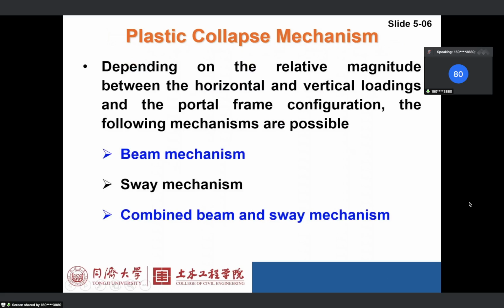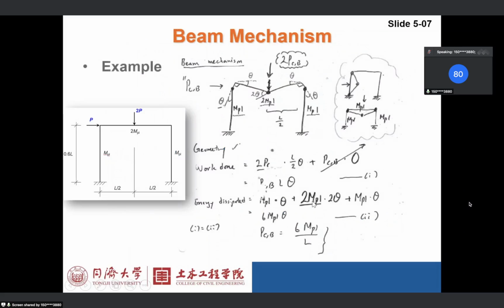So depending on the relative magnitude between horizontal or vertical loadings and the portal frame configuration, the following mechanisms are possible. 1, beam mechanism. 2, sway mechanism. And 3, combined beam and sway mechanism. Okay. First, let's check the beam mechanism.